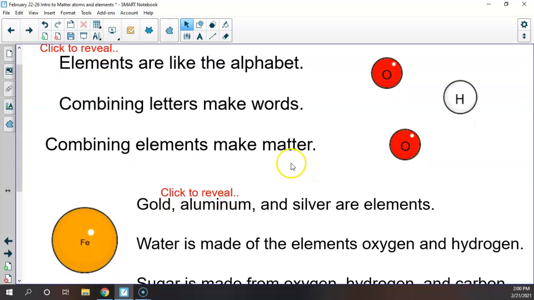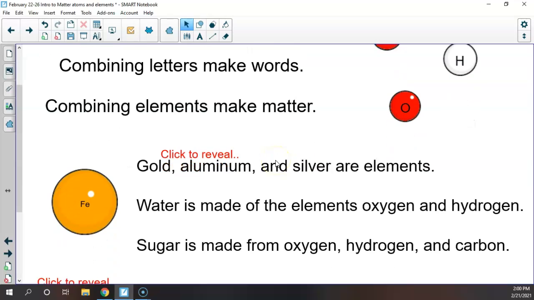Gold, aluminum, and silver are elements. Water is made of the elements oxygen and hydrogen, as we saw above. Sugar is made from oxygen, hydrogen, and carbon. So you can mix elements together to make a different type of matter. This one here, Fe, is iron.